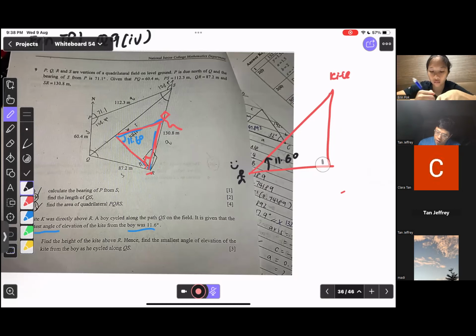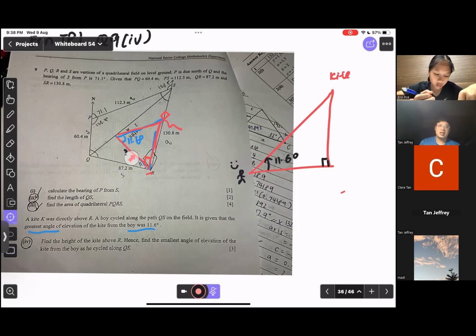Then okay, so 90 degrees. So this distance you can find. Do you know how to find the shortest distance? The one in question mark. You use area of triangle. Half AB sine C is the same as half times base times height.